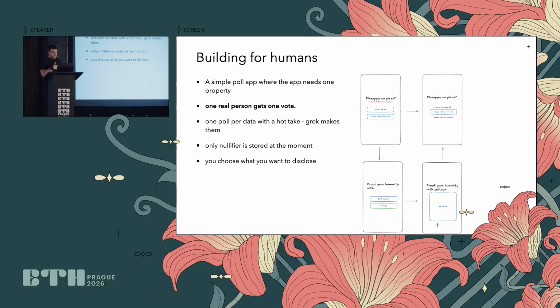So basically Grok makes them. Grok takes the last 24 hours of what happens in the world, makes a poll about it, and people can vote on what the take is. If it's pineapple on pizza, good or not? Well, you are human, you can try to vote, and you don't need to disclose anything. I don't need to know where you are from, or if you are over 18. I just need to know if you are real or not. And at the moment, only a nullifier is stored, so we know that you voted only once. And you can also choose what you want to disclose.